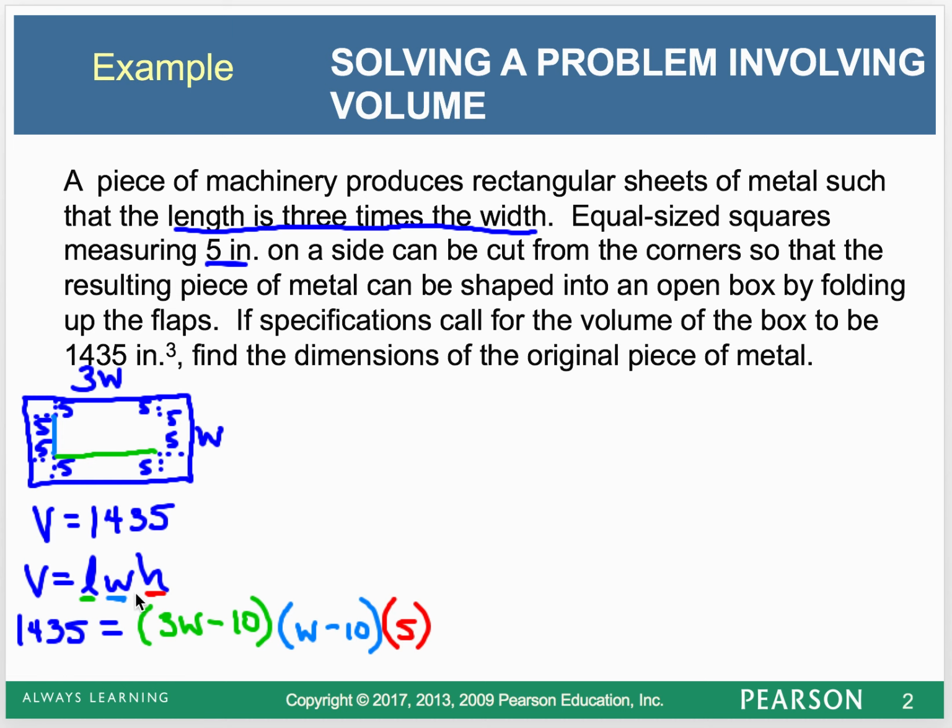So I'm going to flip this around as I multiply this out. I'm going to put that 5 in the front of my equation just because that's normally the way we want it. I'm going to distribute here to start getting rid of parentheses. So 3w squared minus 30w, minus 10w, plus 100 gets those two binomials multiplied together. Now I have 5 times this equals 1435.